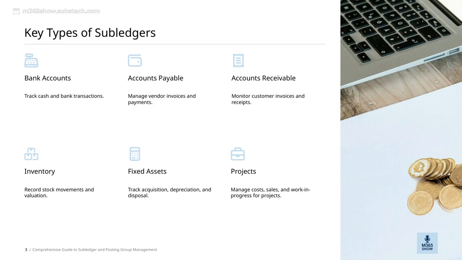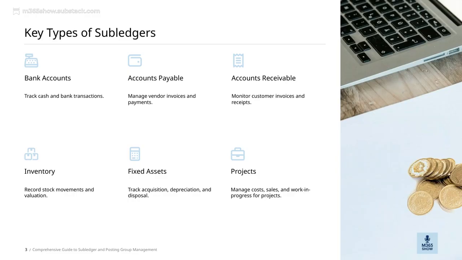management system. First, we have projects, which are essential for managing costs, sales, and work in progress for specific projects. This helps us stay on top of project profitability and resource allocation. Next is fixed assets, where we track acquisition, depreciation, and disposal, ensuring our asset records are accurate and up-to-date. Then there's inventory, which records stock movements and valuations, giving us clear visibility into our stock levels and value.